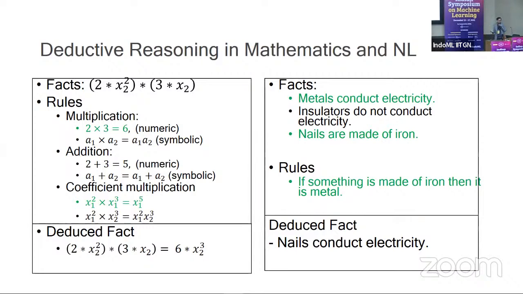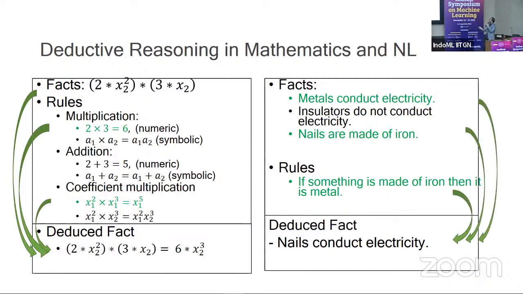You see that to solve this 2x squared into 3x, you are utilizing the multiplication and coefficient multiplication rules to come up with the answer, right? So you're deducing this using those facts and those rules. Similarly, for example, the fact is metals conduct electricity, nails are made of iron. The rule is, if something is made of iron, then it's metal. You are deducing the fact. So the internal reasoning process is similar.